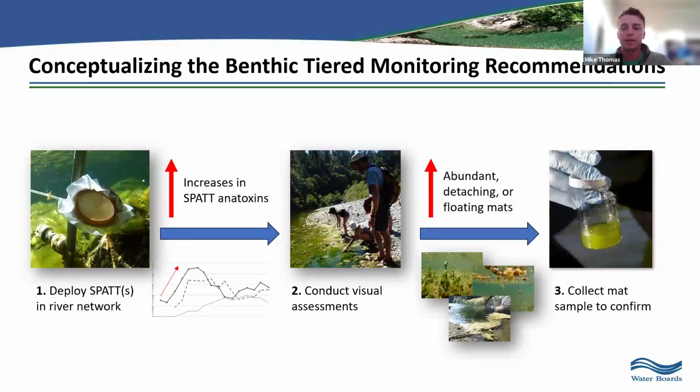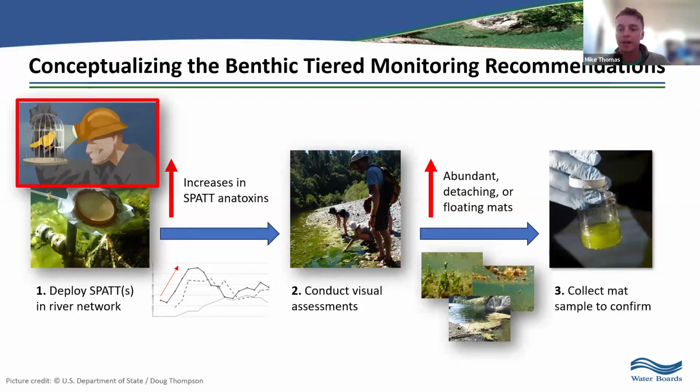Essentially, the SPAT is your canary in the coal mine that lets you know when river conditions are changing. Again, the toxin load is in the benthic mats themselves, so instantaneous water grabs cannot characterize the benthic blooms.